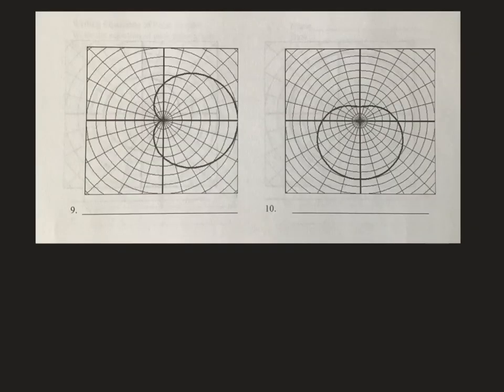Number 9 is a cardioid. It's a heart. It has this little, we call it a little dimple right there. So because it's a cardioid, and we're on the positive x-axis, we know it's going to be a cosine and a plus. So we're looking at r equals a plus b cosine theta. And when you have a cardioid, a equals b.